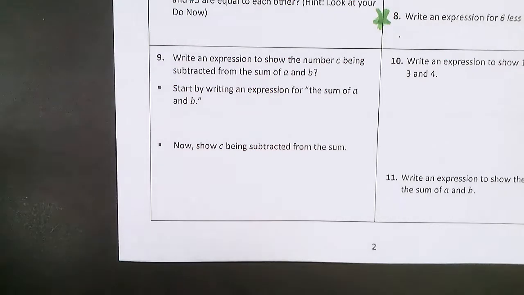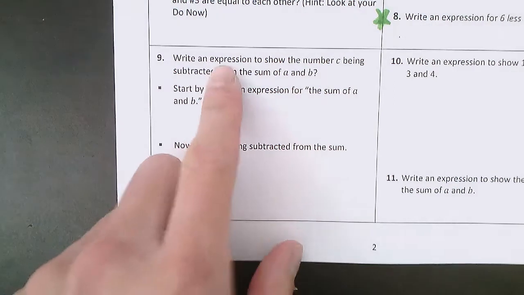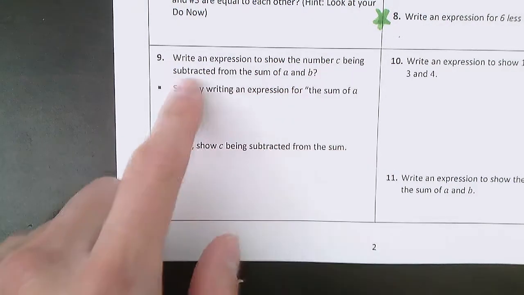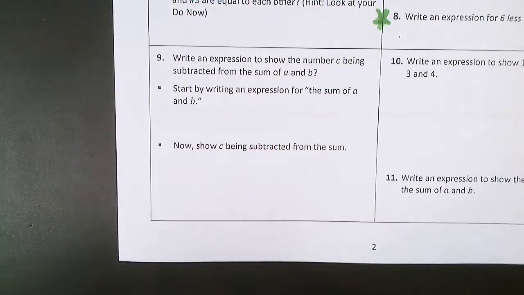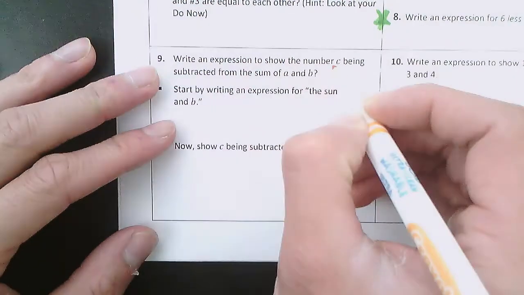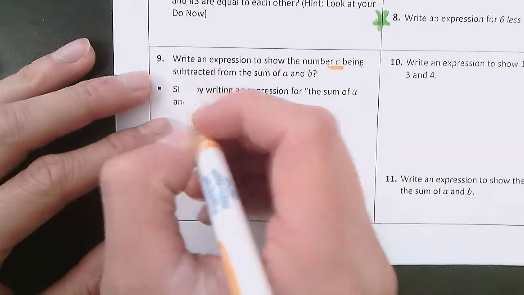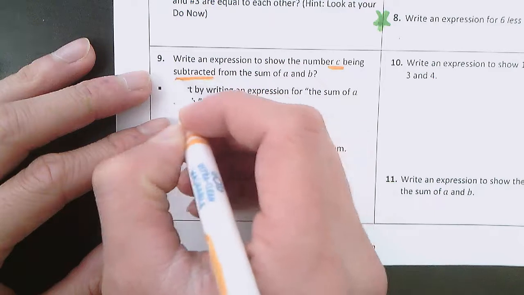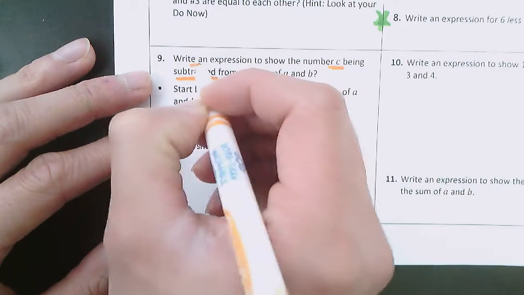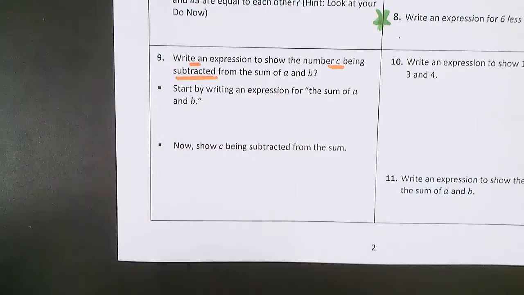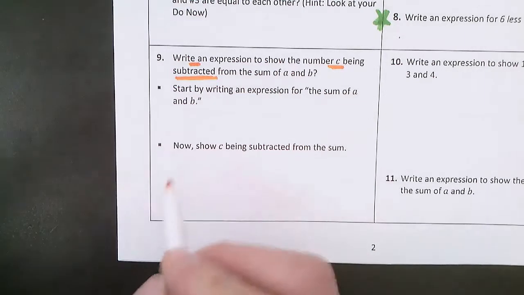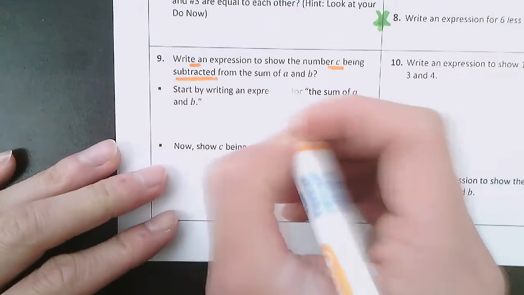Okay, let's move on. Number 9 says, write an expression to show the number c being subtracted from the sum of a and b. Let's annotate this first. Write an expression to show the number c. Okay, that's pretty important. We'll underline that. Being subtracted. Okay, this is going to tell us what operation we're using, so we'll underline that. And I'm going to put a subtraction sign above that, so I can keep in my brain that I'm going to use subtraction somewhere. From the sum of a and b.